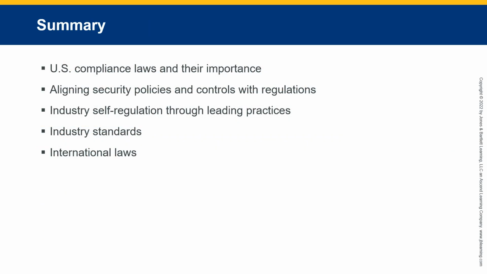In summary, U.S. compliance laws and their importance, aligning security policies, controls, regulations, industry self-regulation through leading practices, industry standards and international laws. This chapter describes how important it is to conform to U.S. compliance laws and examined how technology and the Internet are driving globalization. With broad use of the Internet come new threats. You also learned the importance of compliance to the economy and how it served the public interest.